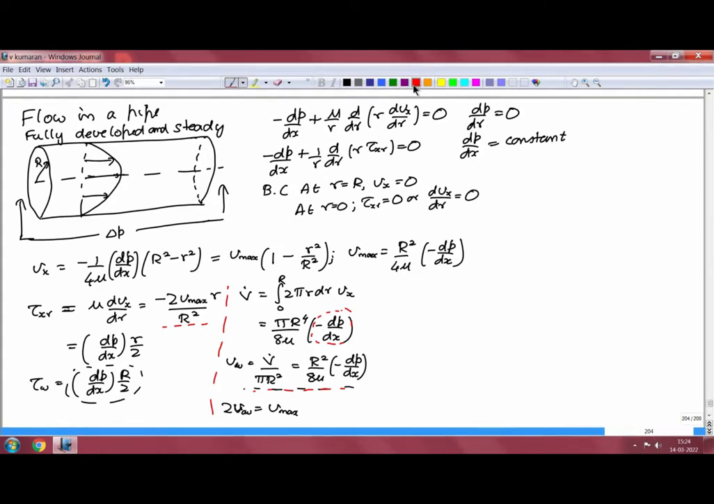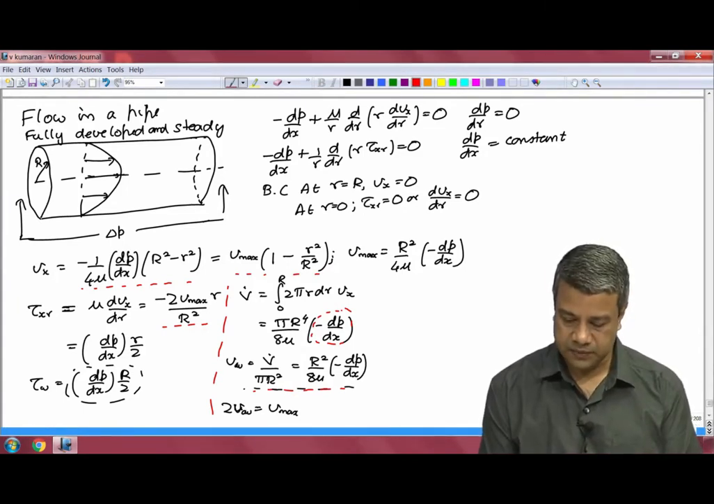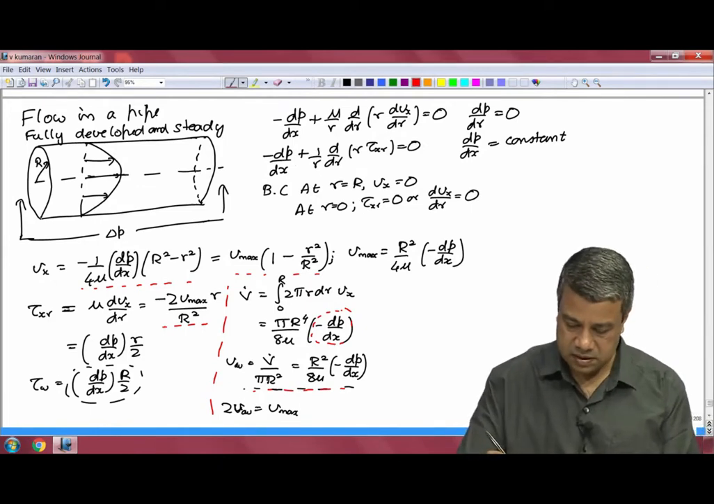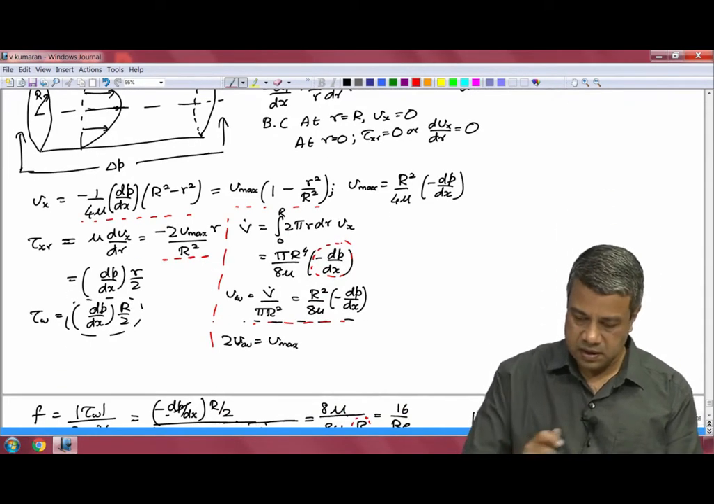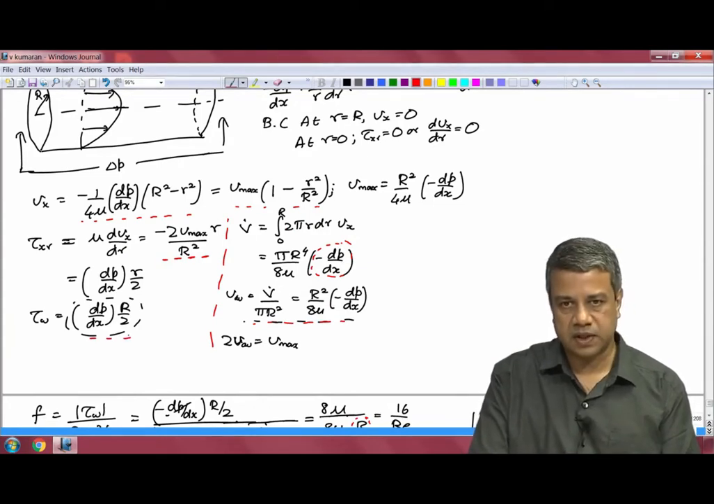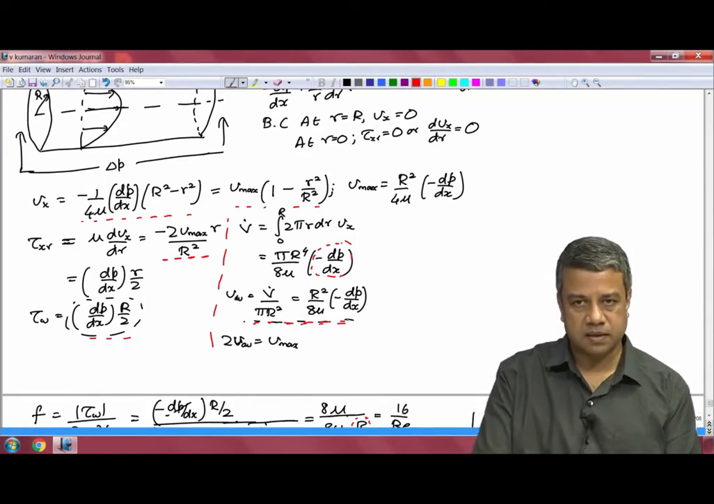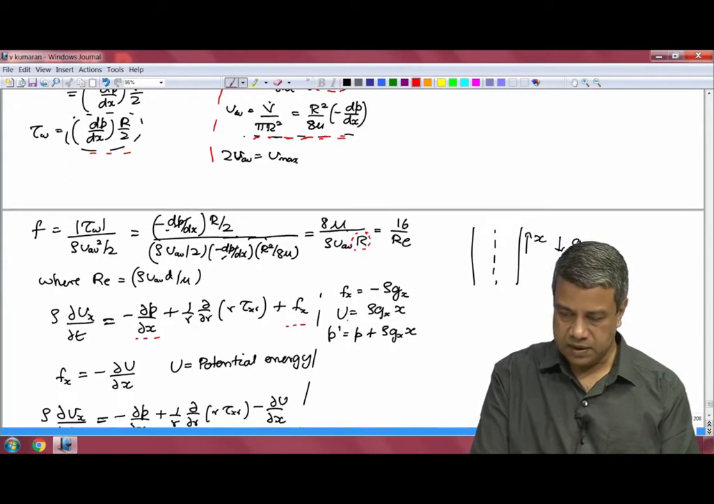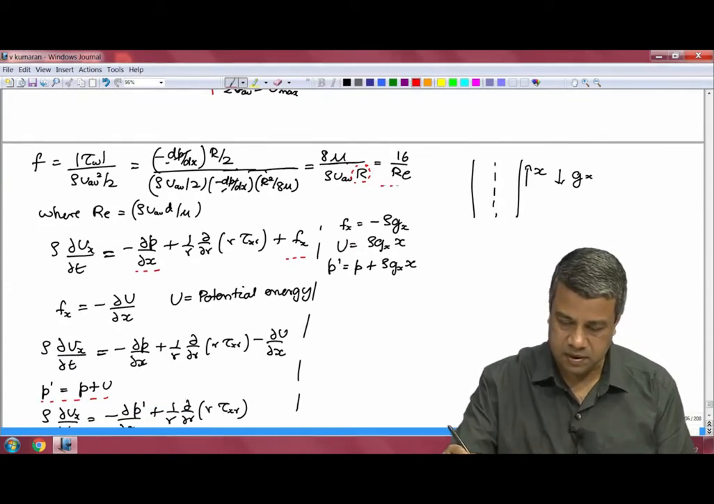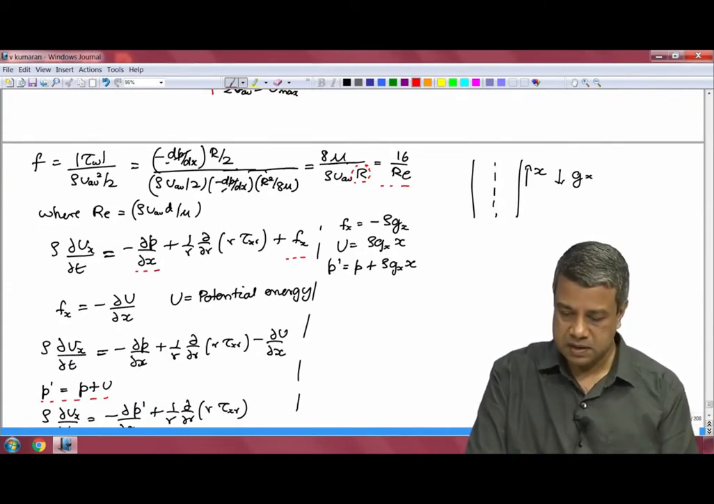And we had got relations for the velocity as a function of radius. It is a parabolic profile where dp by dx is negative. It can also be written in terms of the maximum velocity, as R square by 4 mu into minus dp by dx. We had got the shear stress as a function of position, and the shear stress at the wall. The average velocity was equal to 1/2 of the maximum velocity. And finally, I had got the relationship between the friction factor and the Reynolds number, 16 by Re.